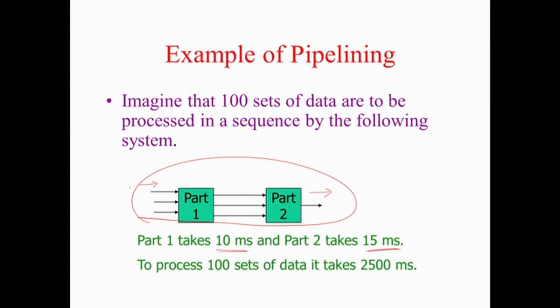So when data enters at this point, for it to come out of part 2 completely processed will take 25 milliseconds of time. And suppose I have 100 sets of data, for me to finish processing of these 100 sets of data would be 2500 milliseconds, right. So this is a circuit with part 1 10 milliseconds, part 2 15 milliseconds, total time is 25 milliseconds for processing one set of data. And then suppose we are processing 100 sets of data, it will take 2500 milliseconds, right.